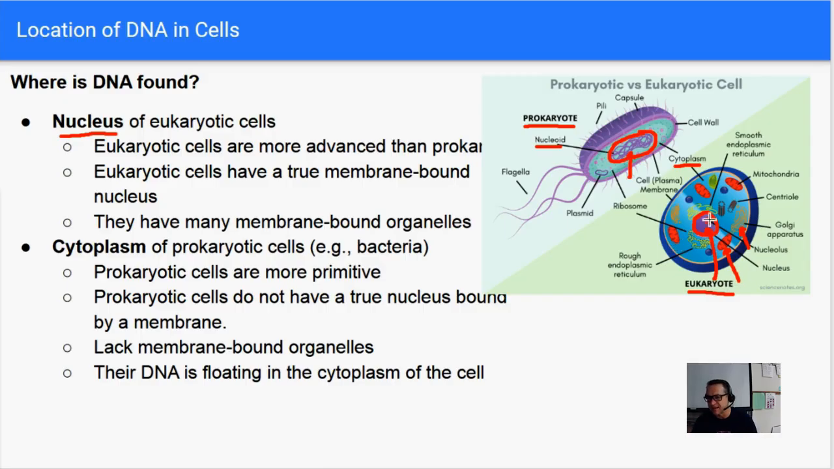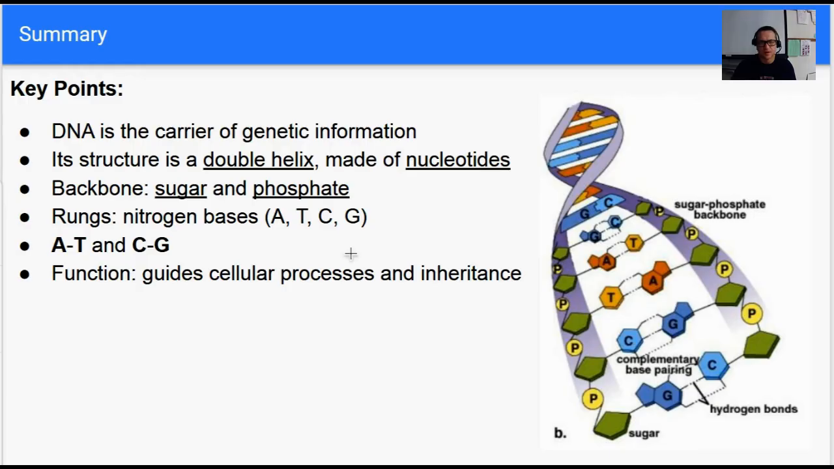So eukaryotic cells, the DNA is found within the nucleus. Prokaryotic cells have a nucleoid. It's just not inside of a membrane-bound nucleus. All right, just a little summary of the key points.